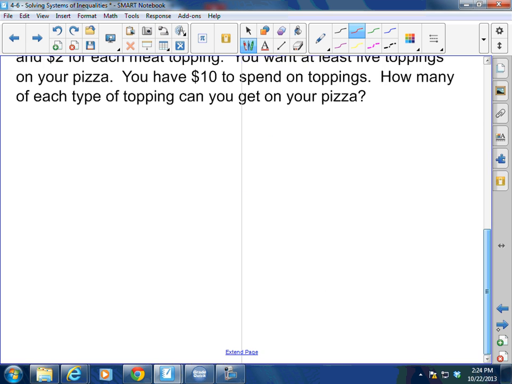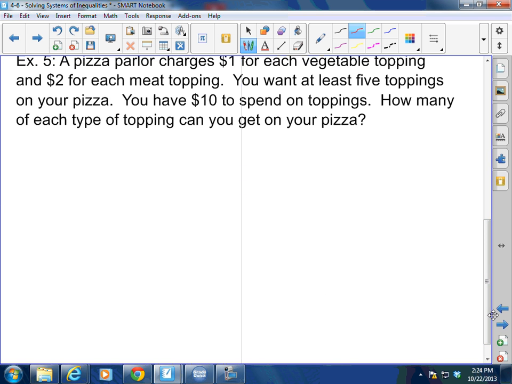Holy moly. Okay. Here we go. A pizza parlor charges $1 for vegetable topping. Please don't get ready yet. And $2 for each meat topping. You want at least 5 toppings on your pizza. You have $10 to spend on toppings. How many of each type of topping can you get on your pizza?